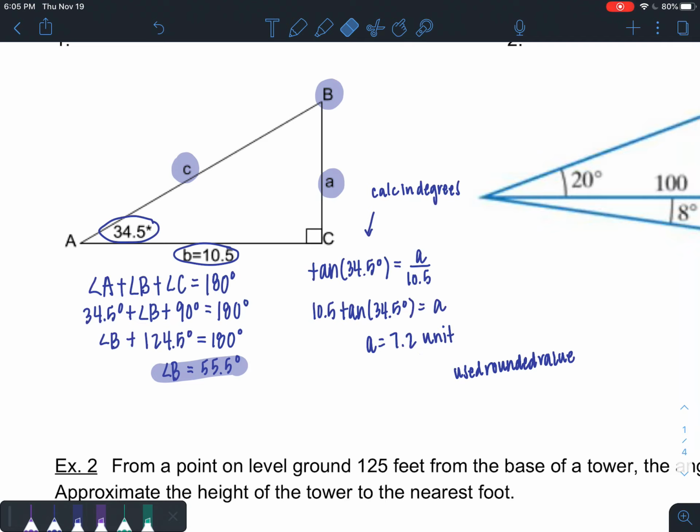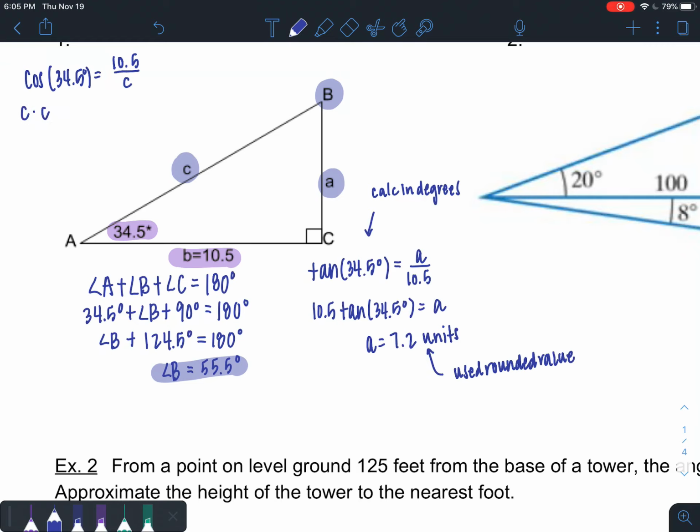So instead, I'm going to do another calculation using the same two sides I already had. We'll use a different color here. So I'm going to use this side and this side. So I have the adjacent side and the hypotenuse I'm looking for. So that's going to be the cosine. So cosine of 34.5 degrees is equal to 10.5 over c.